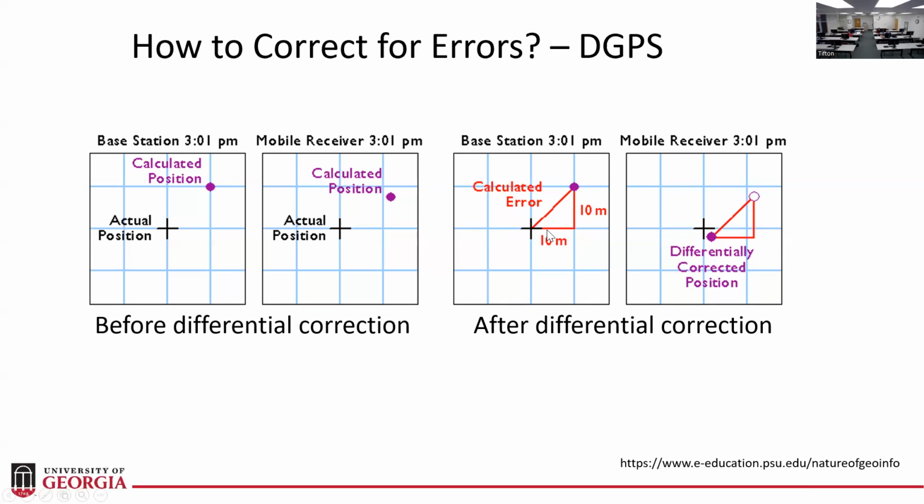But then the base station calculates this error and then transmits a message to your receiver with that equation. So the receiver can apply that equation to your calculation. And from that initial calculated location, now after applying that equation, you're gonna have a differentially corrected position that is much closer to what your actual position is.